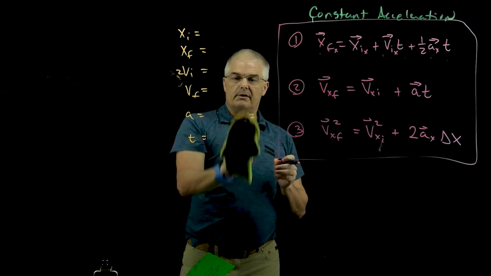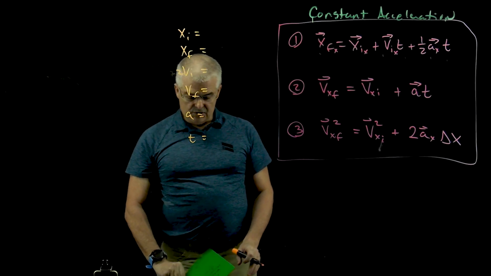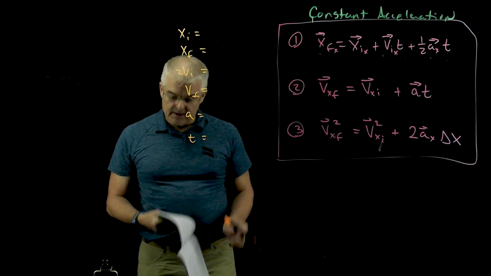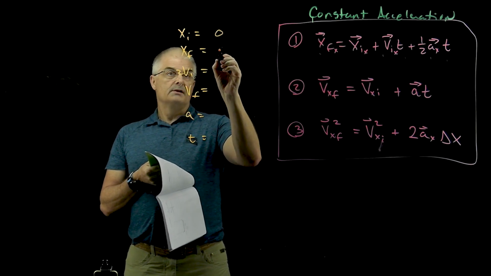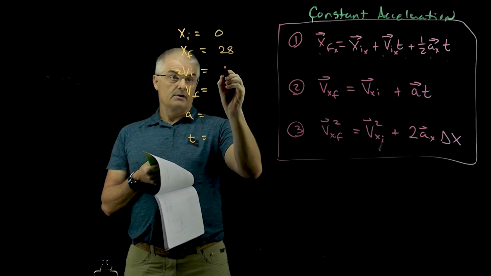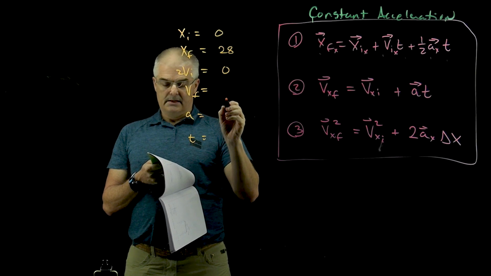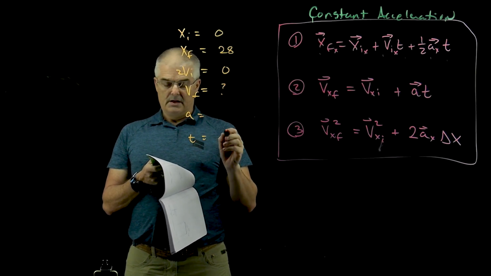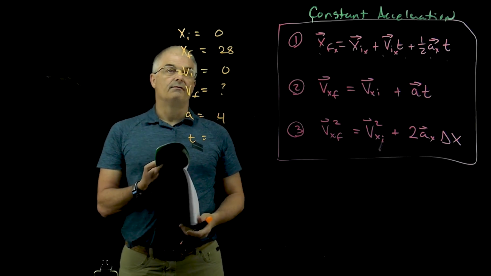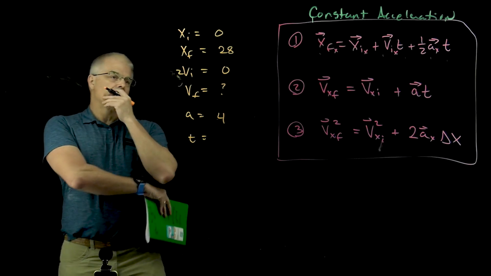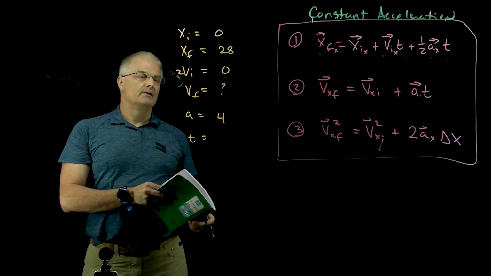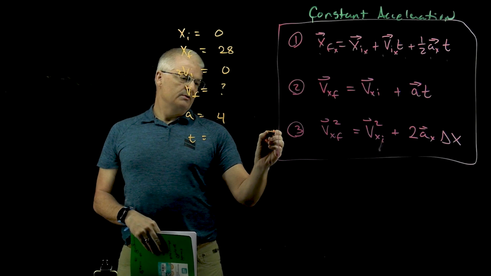So let's change the numbers here. You go ahead and make a new table in your notes. Let's do another type of problem. We're again going to start with this at 0. X final, pardon me, is going to be 28. We're going to start at rest at 0. And we want to solve for the final velocity, and let's say the acceleration is 4. So now we don't know the final, we do know the initial, and we're trying to solve for the final. So in this one, we're actually going to want to use equation 3.